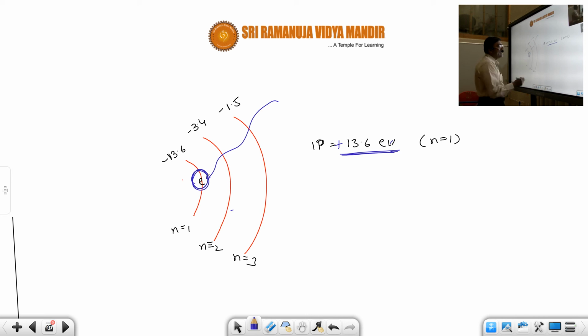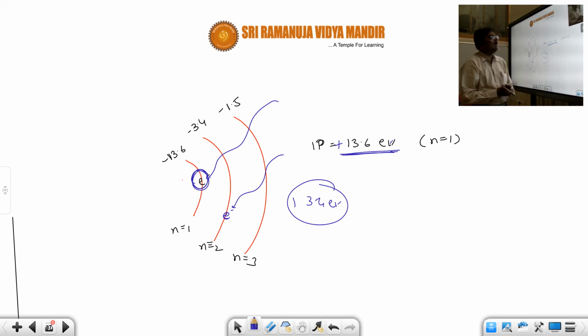Similarly, if there is an electron over here, how much is required? I require 3.4 electron volts. It is a positive value. I hope you are very clear about ionization potential and energy. It's a very, very important thing, intricate things I am discussing. So I hope you will understand well.